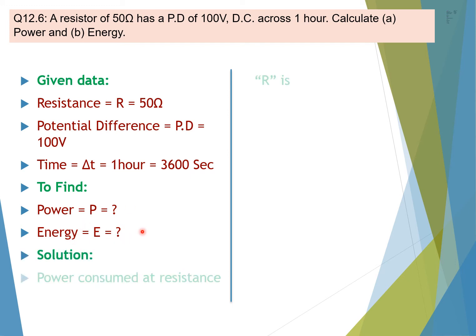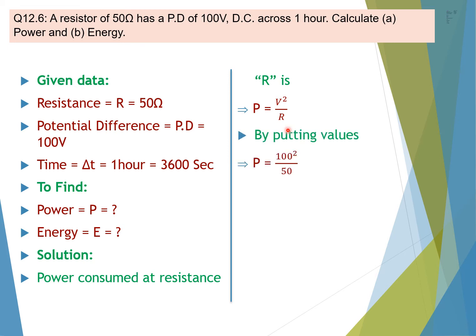Solution. We can calculate the power from the formula. Power consumed at resistance R is P is equal to V square divided by R. By putting the values of V and R, we get P is equal to 100 square divided by 50, that is equal to 200 watts.